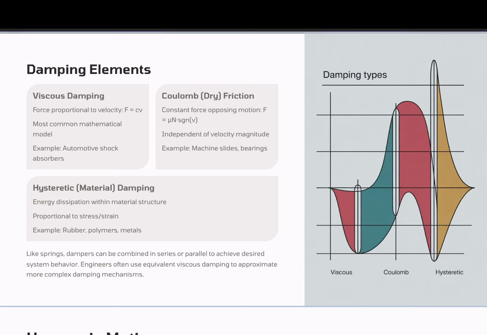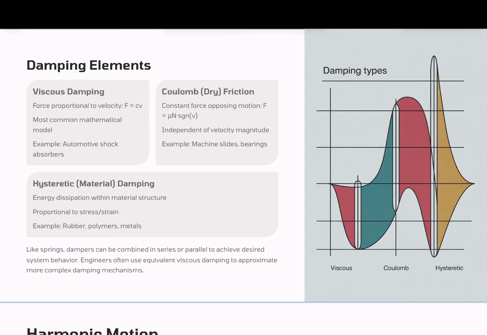Hysteretic damping or material damping, which happens inside the material itself. Due to internal friction, energy is dissipated within the material structure, and it's proportional to stress and strain. Examples include rubber or polymer, and even metals when they flex repeatedly.